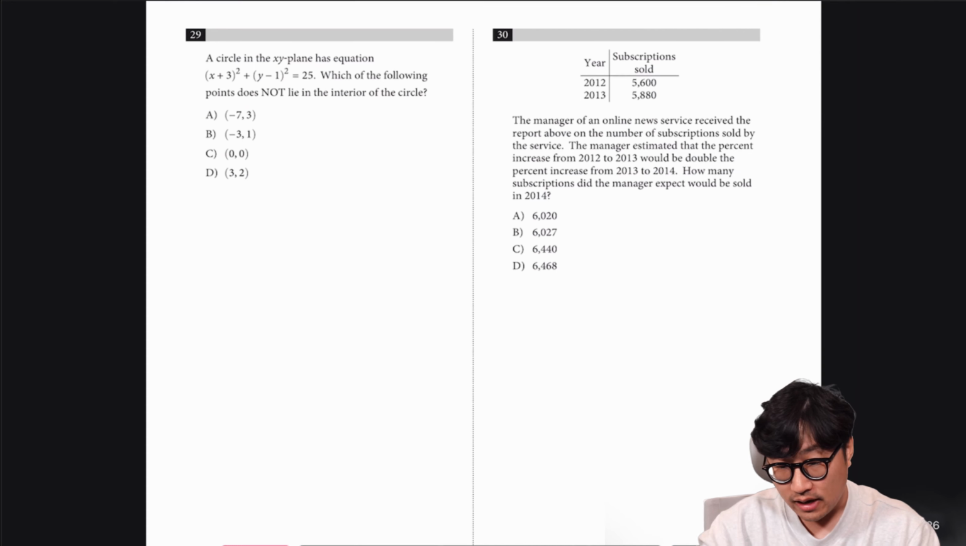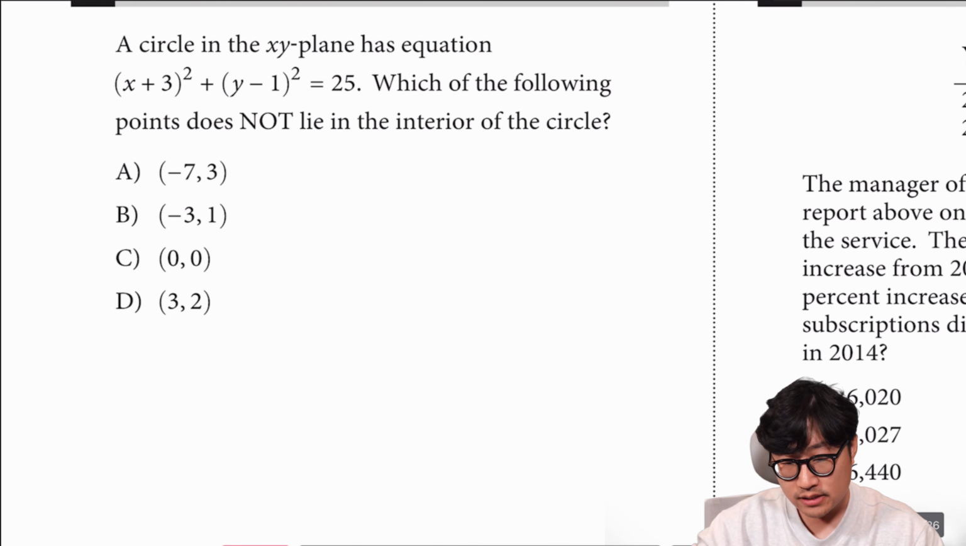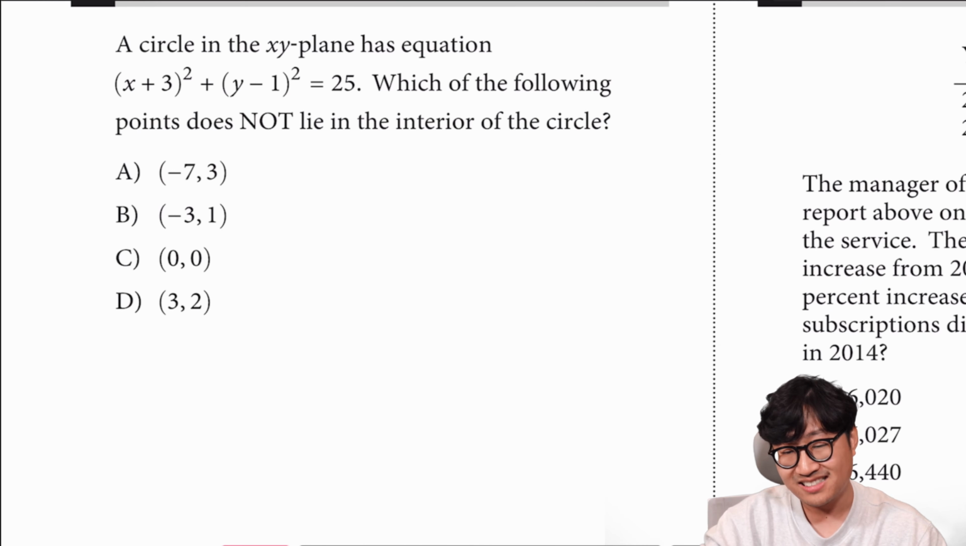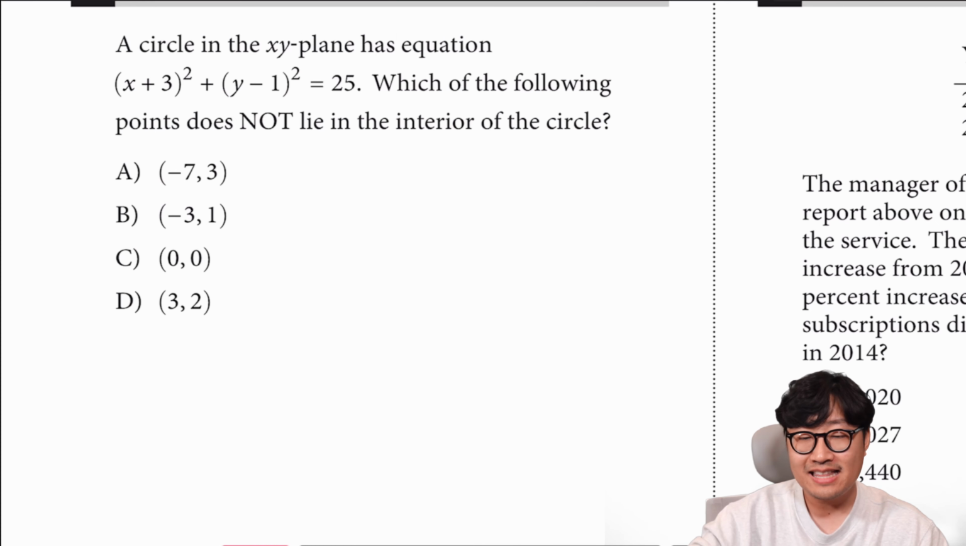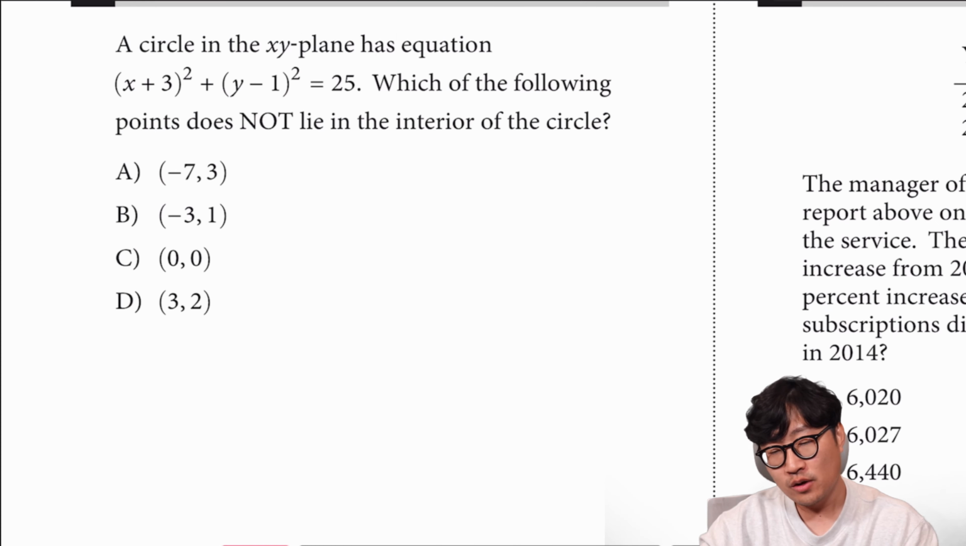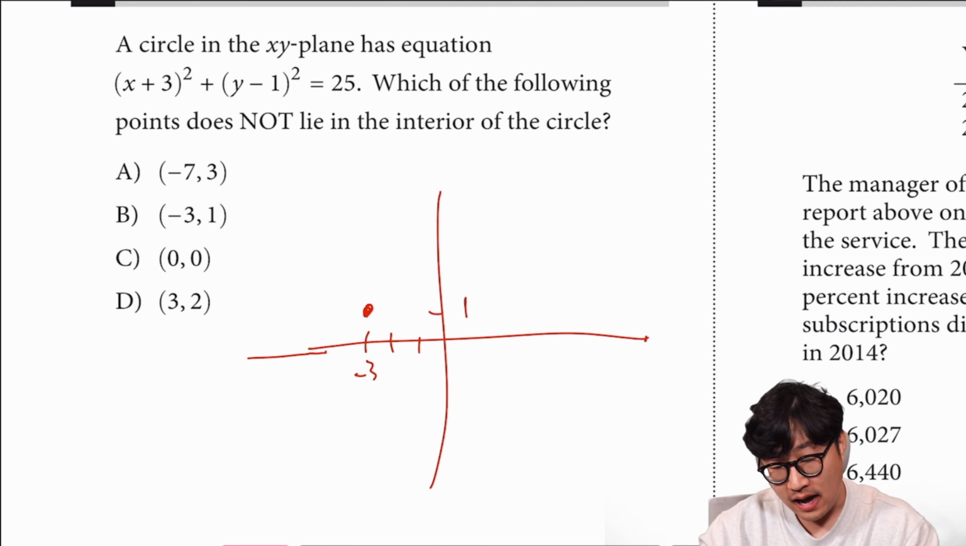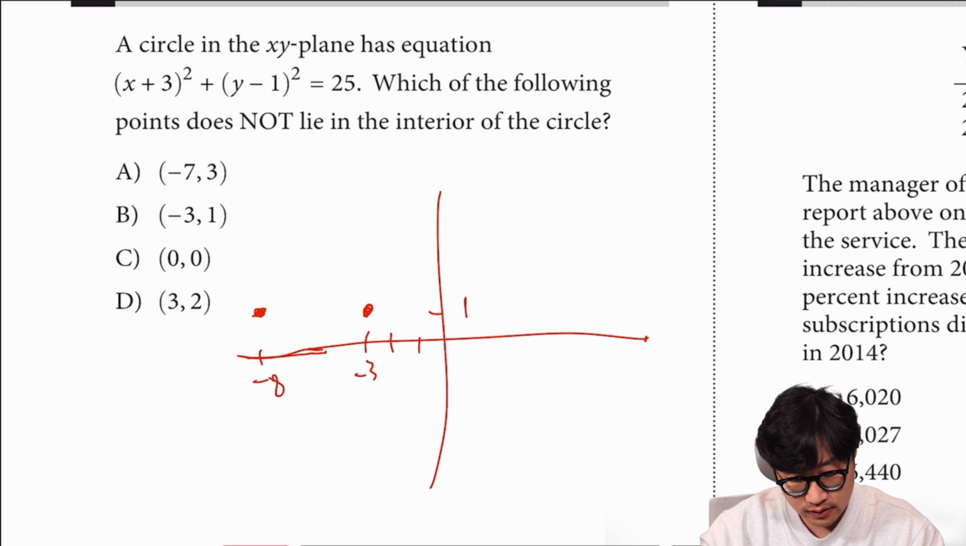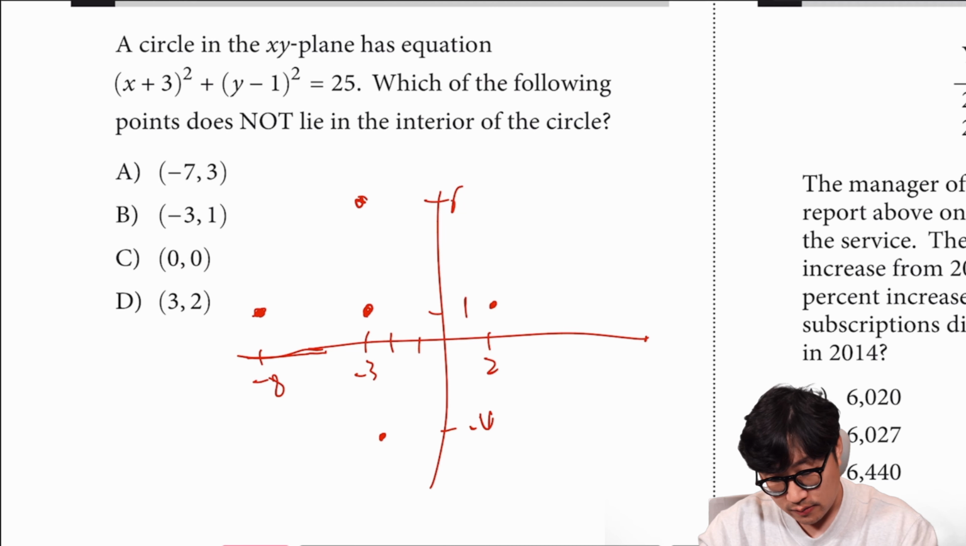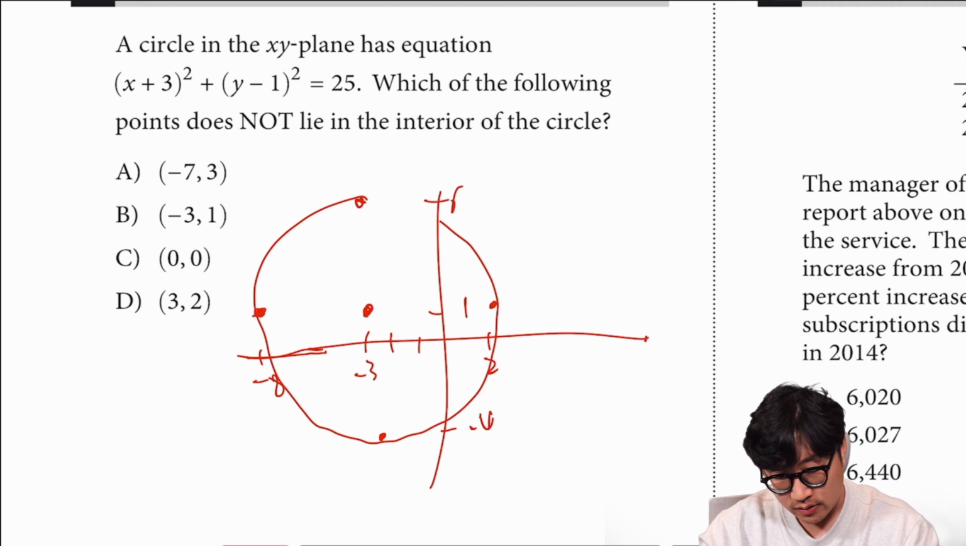Next, number 29. A circle in the xy plane has that equation. Which of the following points does not lie in the interior of the circle? You can kind of just imagine this, right? You can go -3 right here and then 1 right there. So that will be the center, and then the radius is 5. So that'll be a -8 right there, and then that'll be a +2 right there, and that'll be a 6 right there, and then that'll be a -4 down there. It's going to be something like this. Just kind of picture that in your head, right?